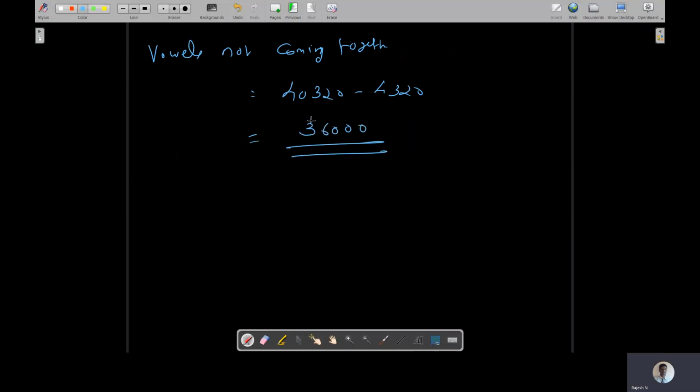Another case is when the vowels do not come together. The total number of ways is 40,320, minus the vowels-together case, which is 4,320. So we get the answer as 40,320 minus 4,320, which is 36,000. This is the answer for vowels not coming together.